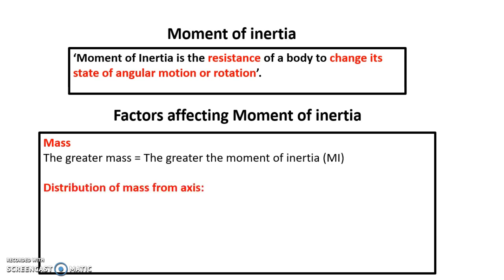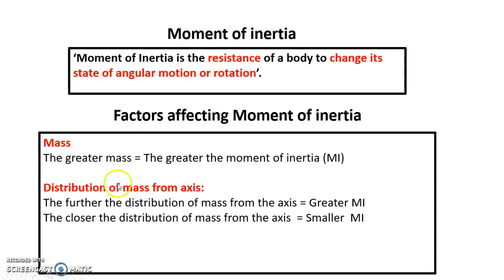On top of that, we'll have a look at distribution of mass from the axis. The second key factor, and this is absolutely huge, because in sport your body position is constantly changing, particularly gymnasts, particularly dancers. So distribution of mass on the axis is a key factor, because the further the distribution of the mass from the axis, the greater the moment of inertia, the greater the resistance or reluctance to change the rotation speed. But if we tuck in close, the closer the distribution of mass from the axis, the smaller the moment of inertia, and the faster we can rotate.